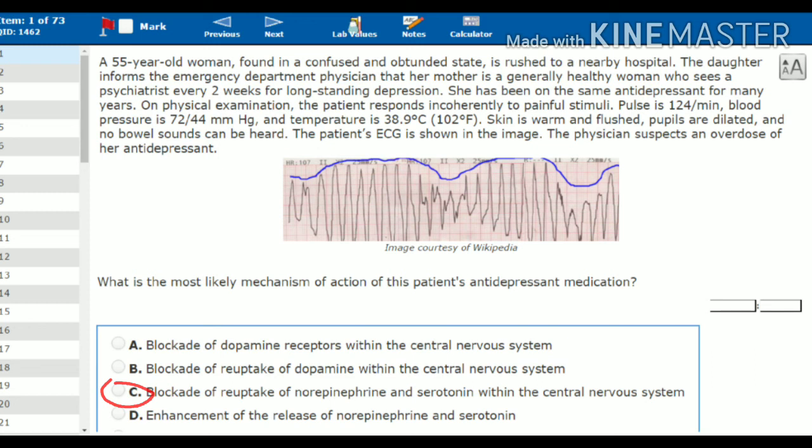So what should be the treatment, and how can we treat this patient who is suffering from the overdose of the drug? For tricyclic antidepressant overdose, the treatment is administration of sodium bicarbonate. By giving sodium bicarbonate, we can decrease the effect of the overdose of this medication.